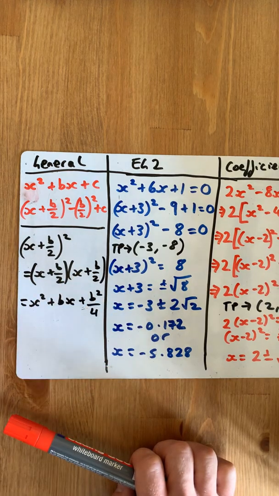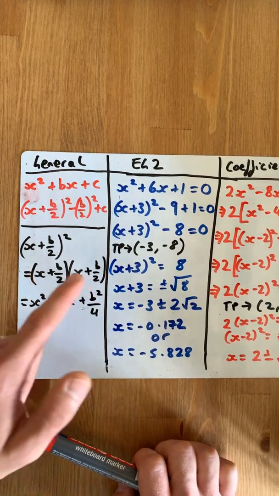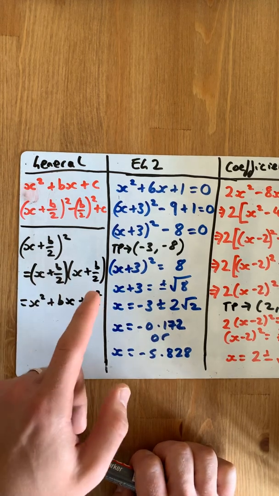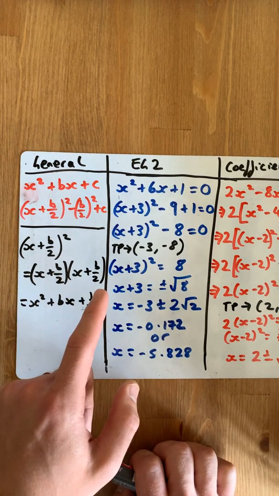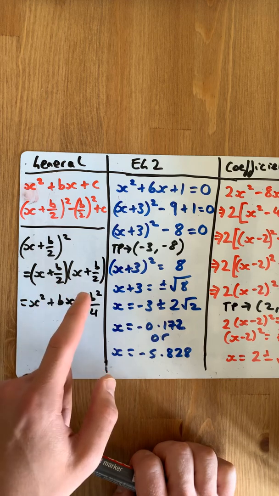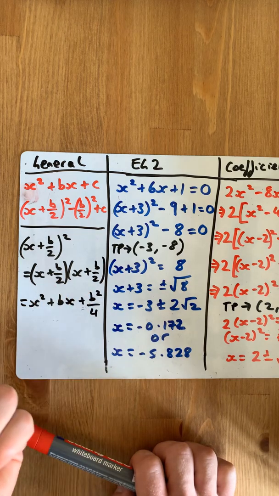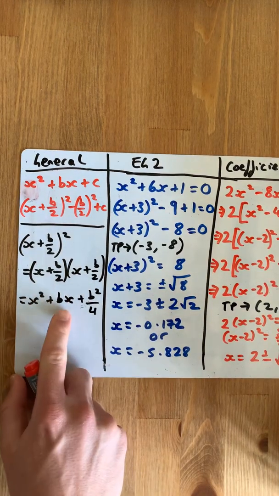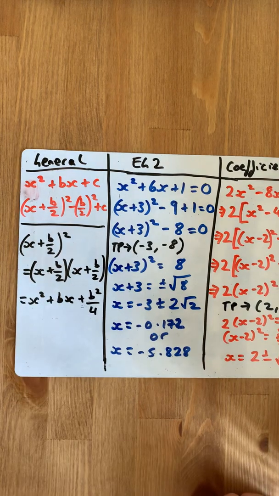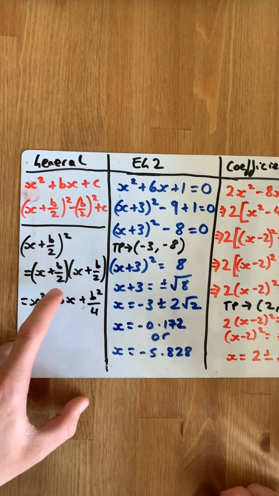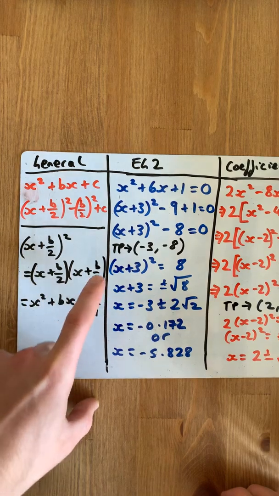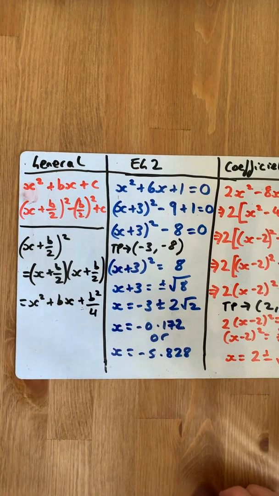We know that. Expanding this bracket using FOIL, x times x is x squared. Now, the outers here will be x times b over 2, and the inners will be x times b over 2. If we add those two together, the O and the I go together, and we should agree that we actually just get x squared plus bx. Now, for the last terms, we do b over 2 times b over 2, which is b squared over 4, multiplying two fractions together.